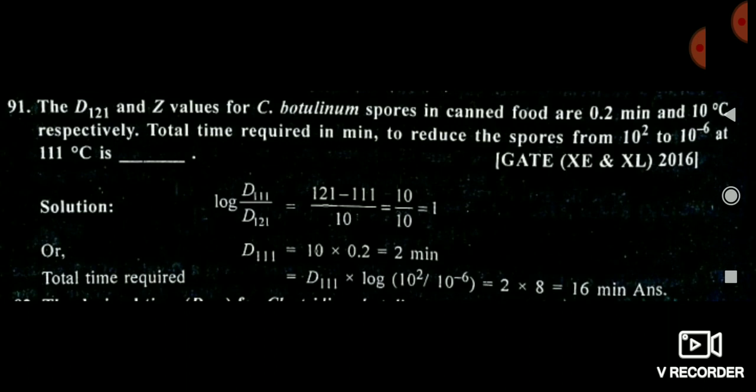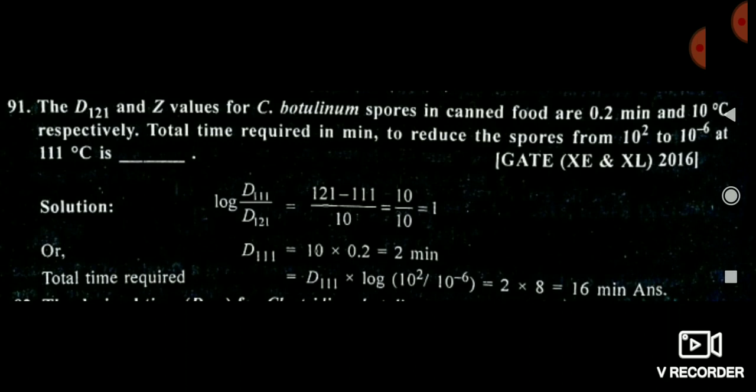Here also it is very easy, you solve it. Total time required to reduce the spores from 10 to the power 2 to 10 to the power minus 6 at 111 degrees. What should it be? Friends, here you see that the D121 and Z value is given. That is 0.2 minute and 10 degree centigrade is the Z value. And it is asking at 111 degree centigrade.